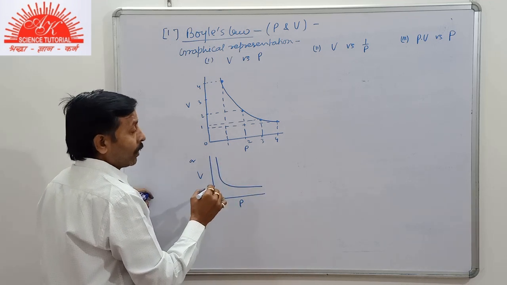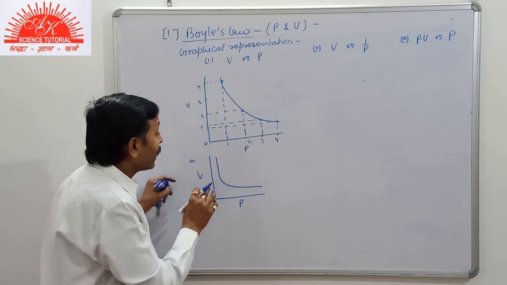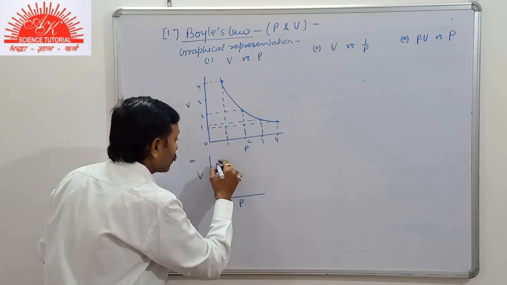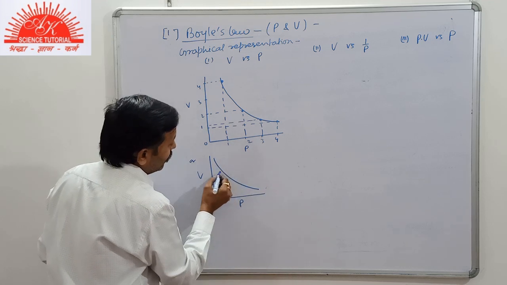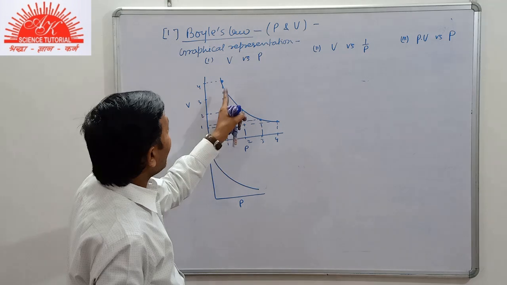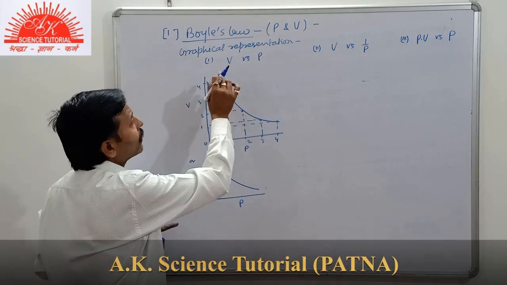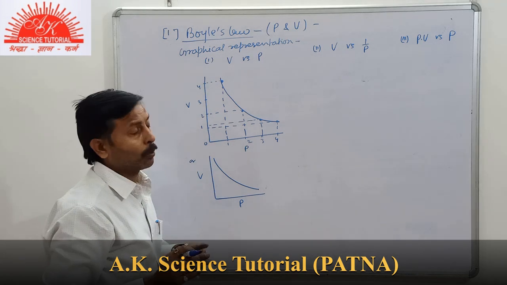This is also wrong, because the graph should never be parallel to y-axis or x-axis. So this will be like this, down facing gradual curve. Now, so this is hyperbola for V versus P graph, because this was inversely proportional.